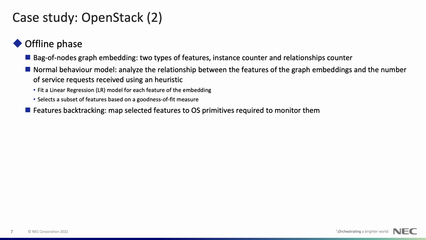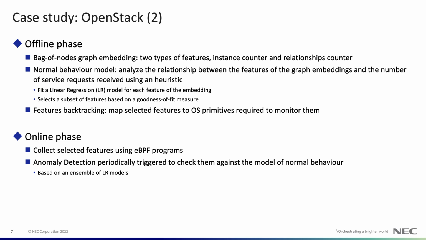As a final step, syslrn performs the features backtracking to map the selected features to the corresponding operating system primitives required to monitor them. This is what needs to be monitored at runtime by the eBPF programs. In the current implementation, the backtracking rules are defined by the system user, but in a future version, we aim at automating this step.